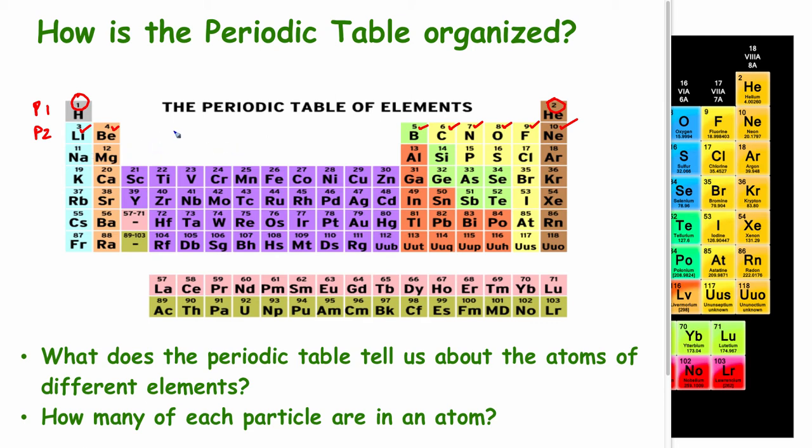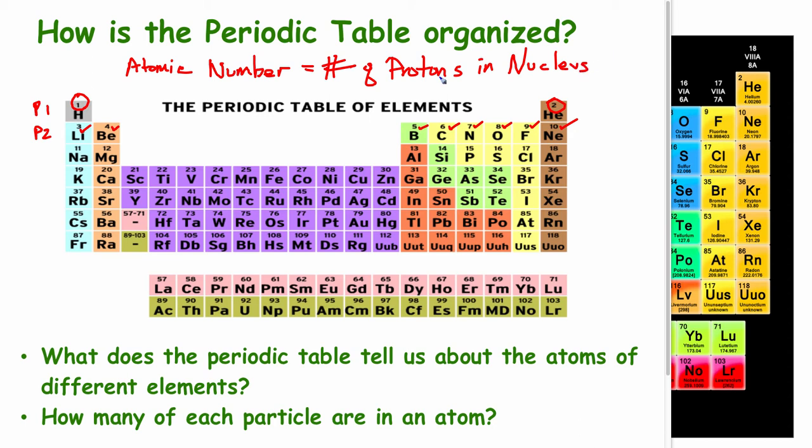So what does the atomic number tell us about an element, and about the atoms that are in an element? Well, it just so happens that the atomic number actually tells us how many protons are in the nucleus of a given atom.